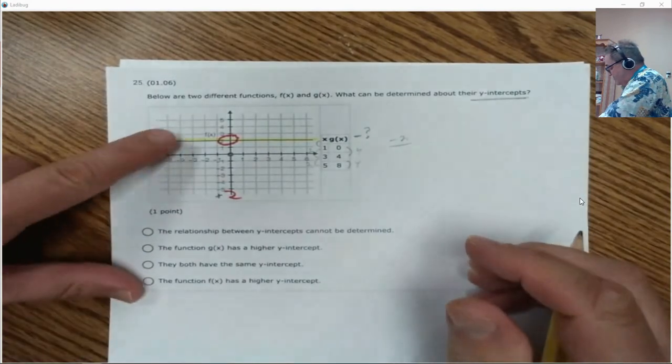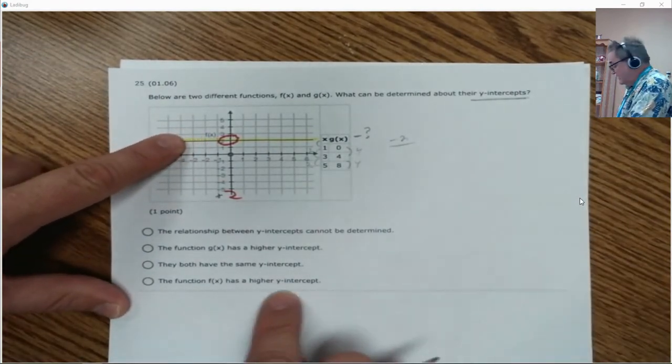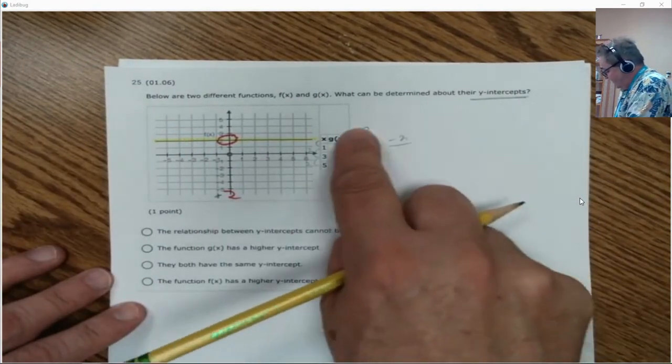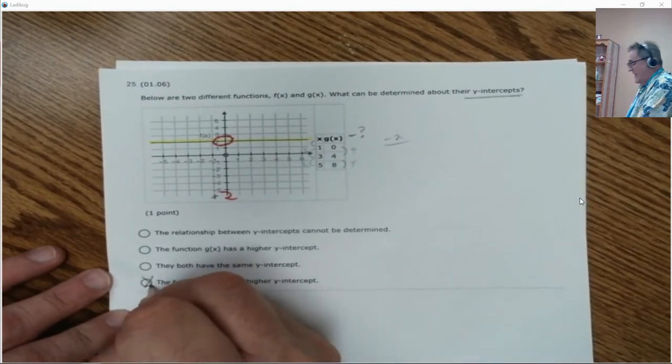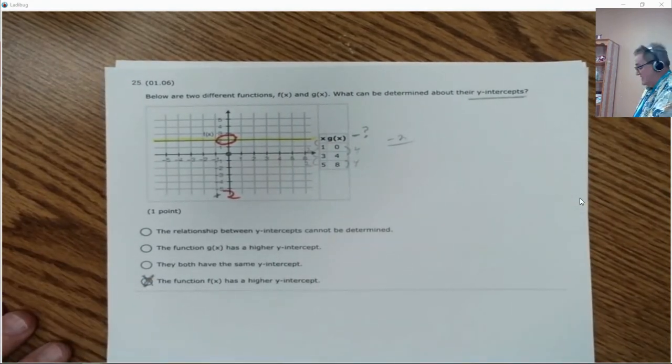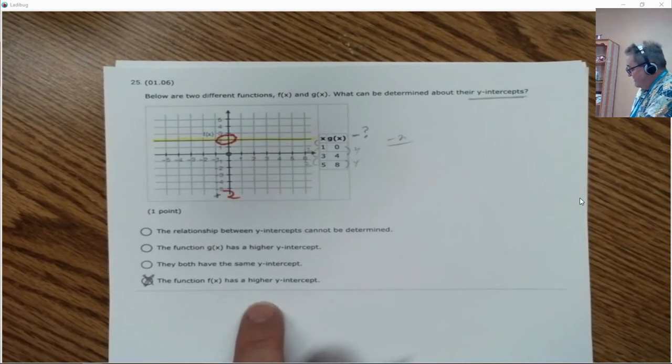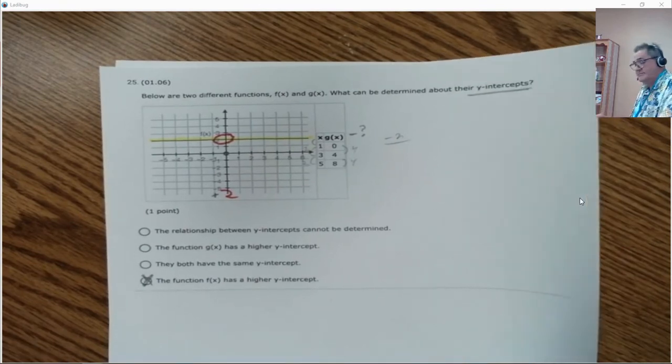But we know that f of x is going to have the higher y-intercept because it's a positive number, and we knew this was going to be negative. So we don't have to necessarily know exactly on that one since we're just comparing. F of x has the higher y-intercept.